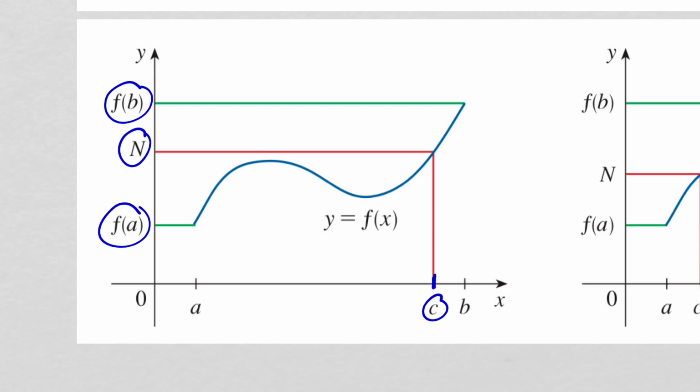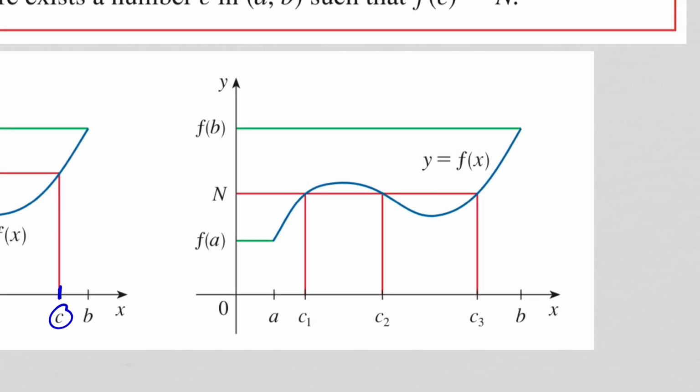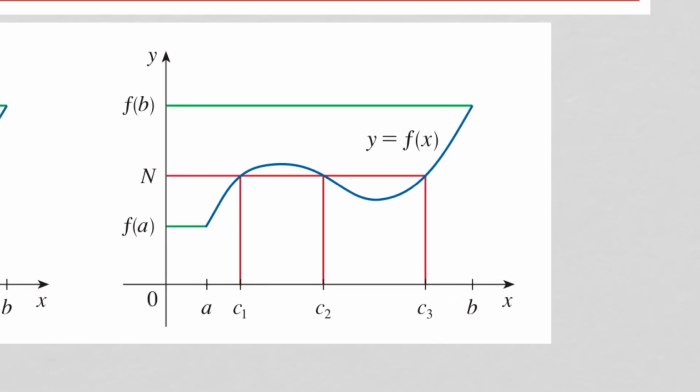If you pick a number n between f(a) and f(b), then there must be a number c corresponding to that such that f(c) is equal to n, and c has to be a number between a and b. This is because if the function is continuous, when you go across here, you are going to hit that function eventually, and there will always be a number c that corresponds to that number n. In fact, there might be multiple numbers that satisfy it.